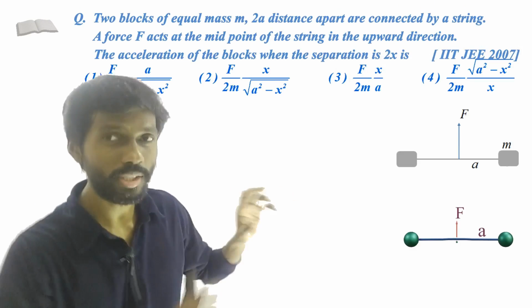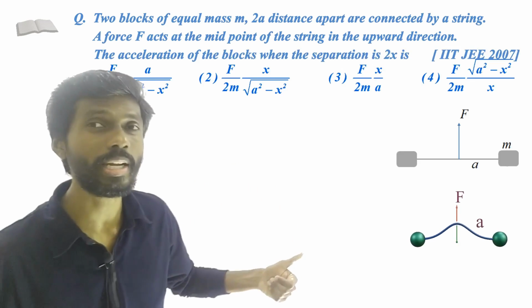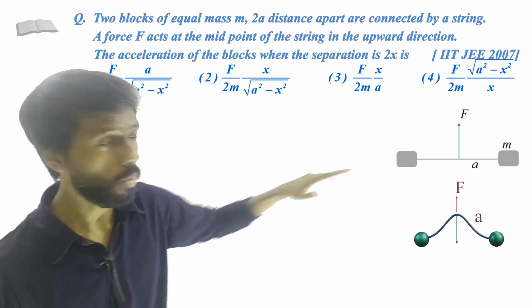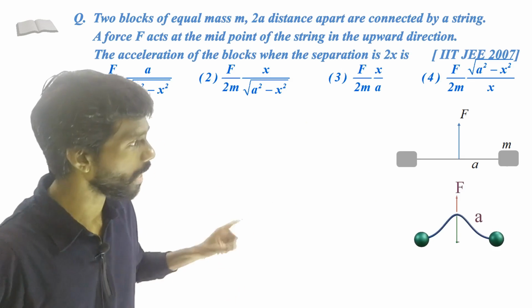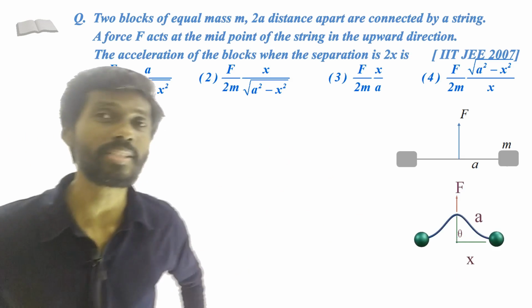Here these two blocks, or the spheres, are connected by a string. A force F is acting on the string in the vertically upward direction at the midpoint. So the shape of the string changes, right? Now the total length of the string is 2a, that means this is a plus a, half of the length is a. Now we have to find the acceleration of the blocks.